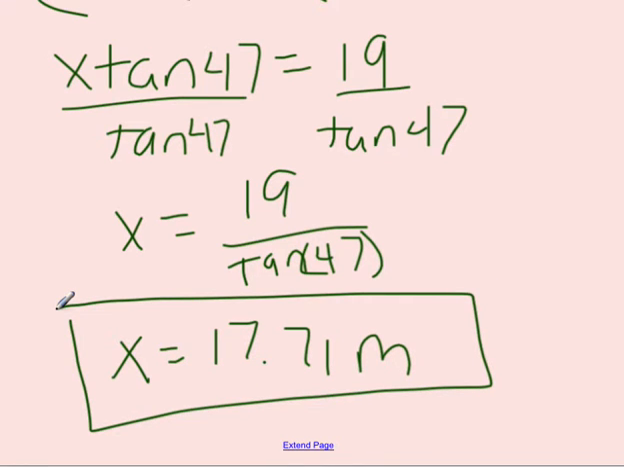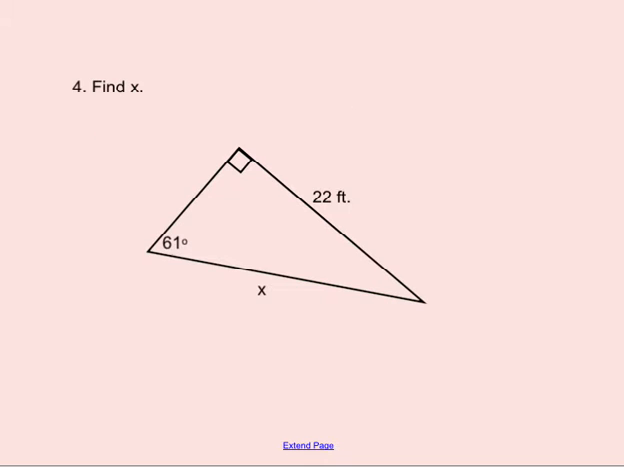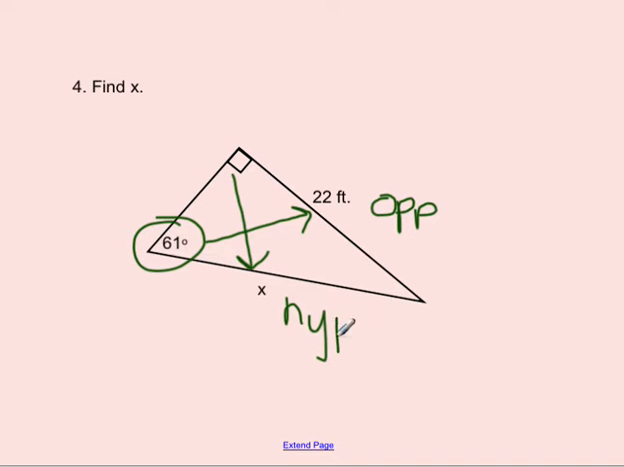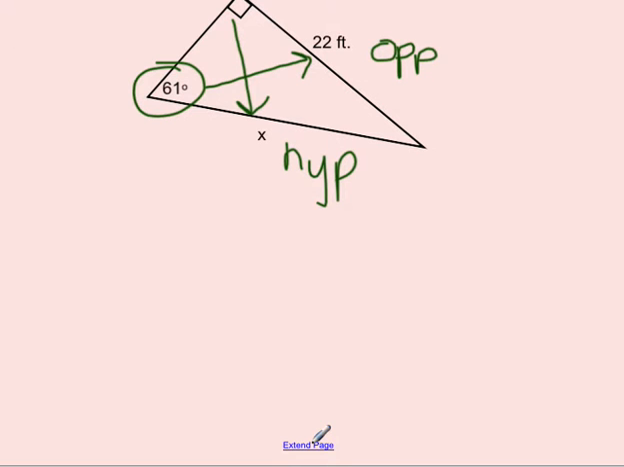Okay? Next, let's take a look at number 4. So for number 4, we're trying to find x. Well, sitting across, I notice x is the hypotenuse. We know that this angle measure is 61, so that makes 22 the opposite. And we know that x is the hypotenuse. So we want to do opposite over hypotenuse. Well, that's going to be our sine function if we think about SOHCAHTOA.